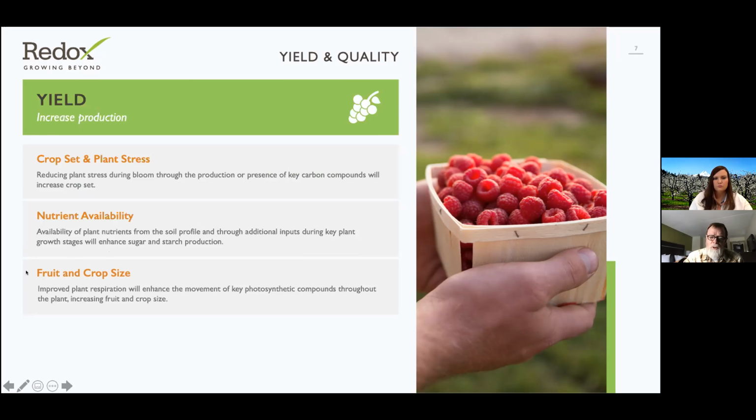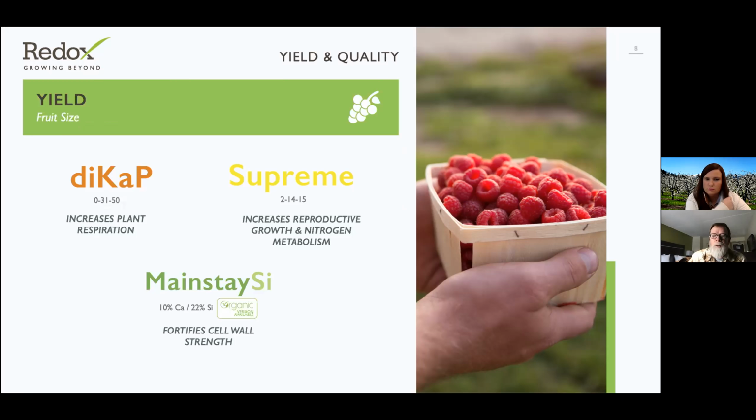And then finally, as we're sizing that crop and retaining the crop, even more importantly, we know that there are improvements we can make to plant respiration. Jasmine discussed that with Dicap is key to that. Understanding some of those photosynthetic compounds, increasing the fruit and crop size. So we've talked about Dicap. I'd like to chat with you a little bit about Supreme. We've had some tremendous gains with Supreme.